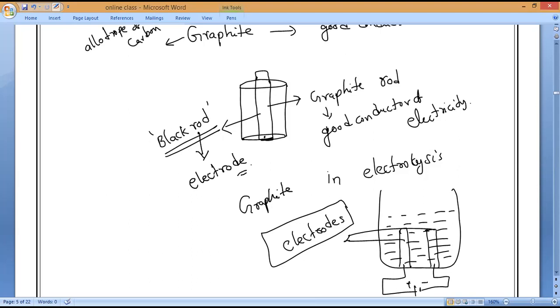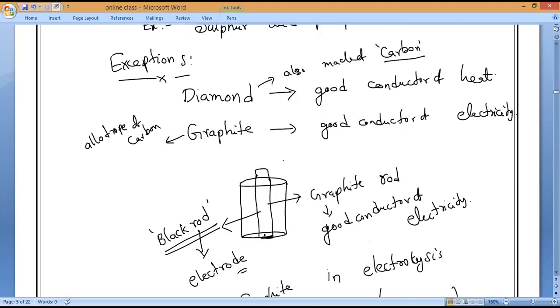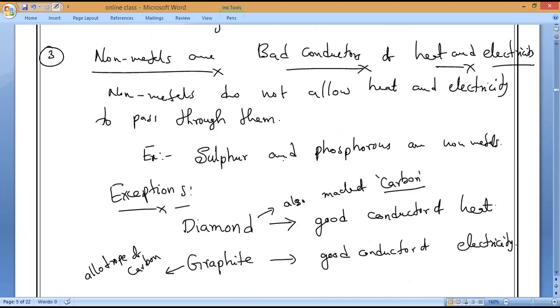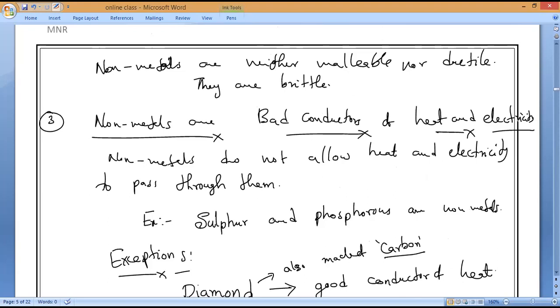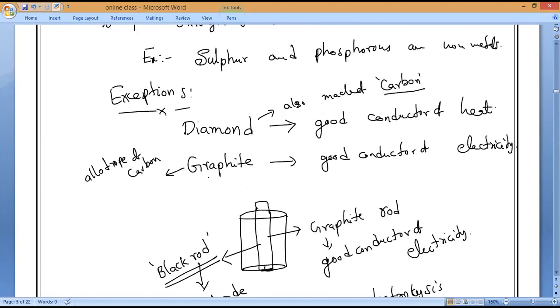So that is important. This is the exception you have to remember. Basically, all the non-metals are bad conductors of heat and electricity. But the exception is the allotropes of carbon. Diamond is a good conductor of heat, and graphite is a good conductor of electricity.